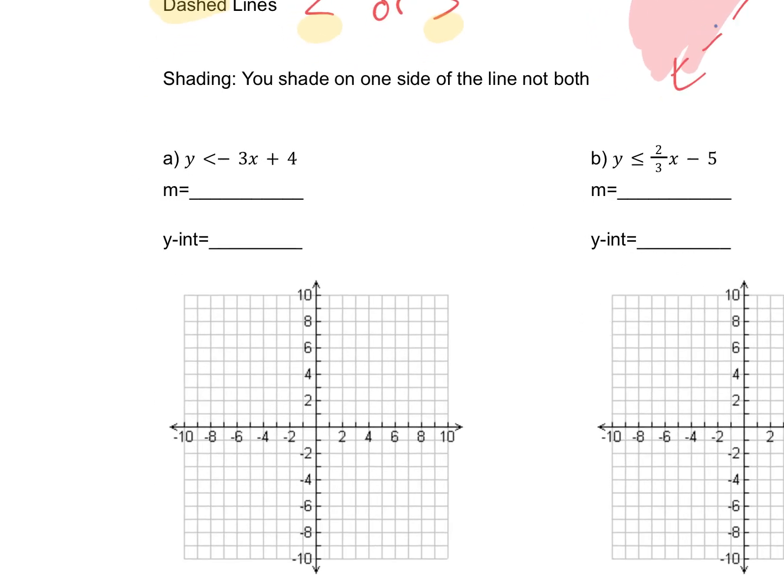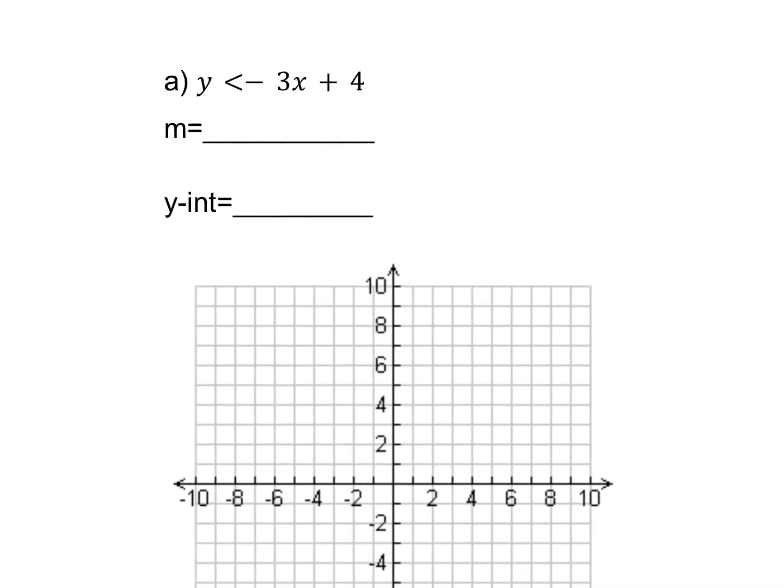Now, here's our first problem: y is less than negative 3x plus 4. So what is your slope? It is still the number in front of the x, so it's negative 3, or negative 3 over 1 if you would like. The y-intercept is at 0, 4. And then, is this a solid or a dashed line? The answer is dashed because of this symbol right here, and there's no line underneath, so that means it's a dashed line.